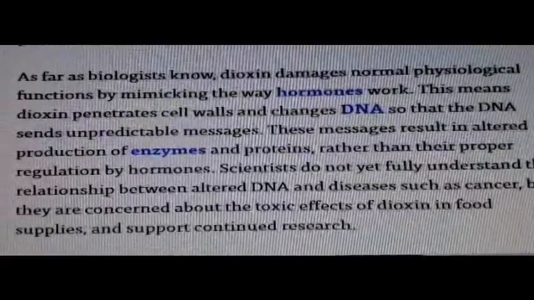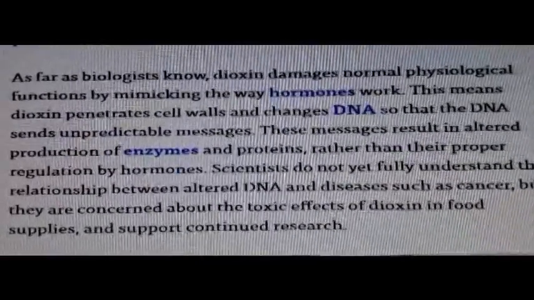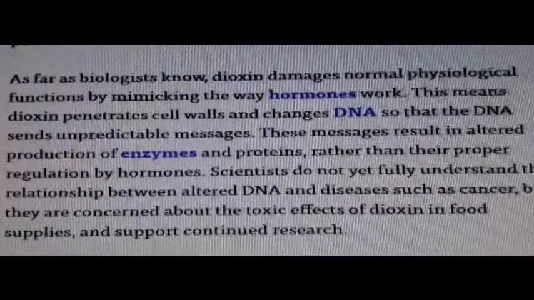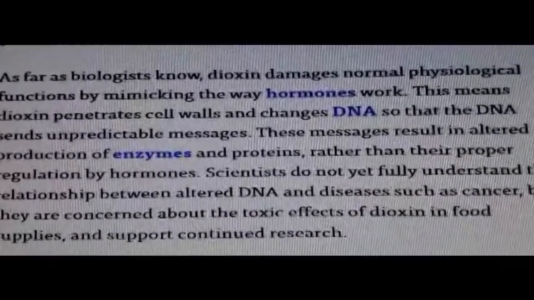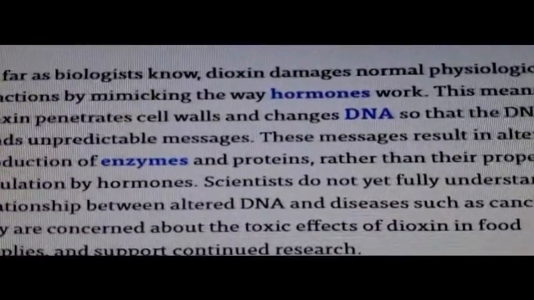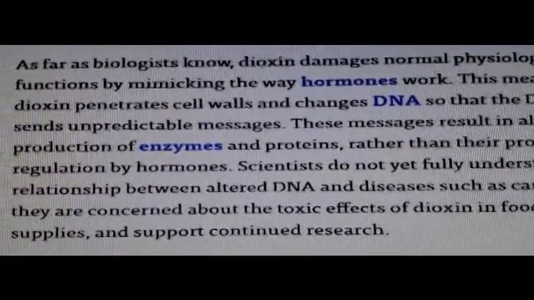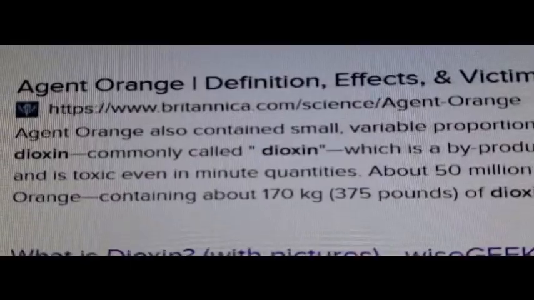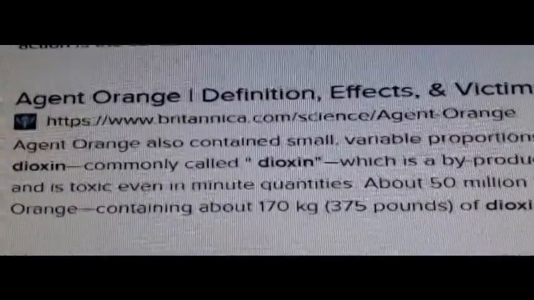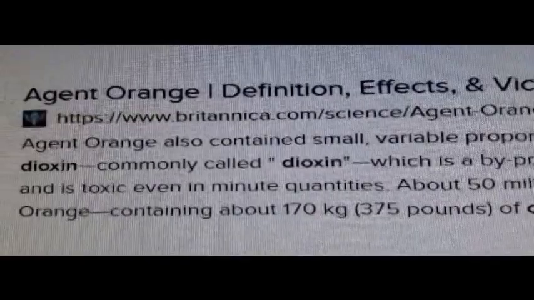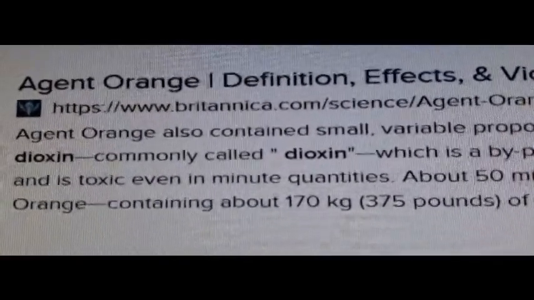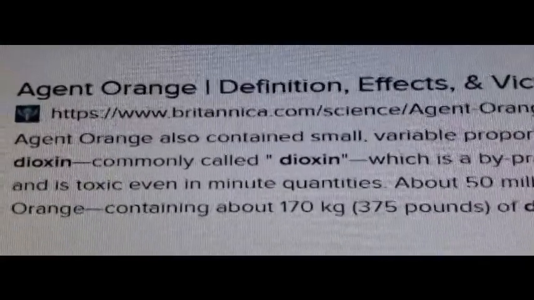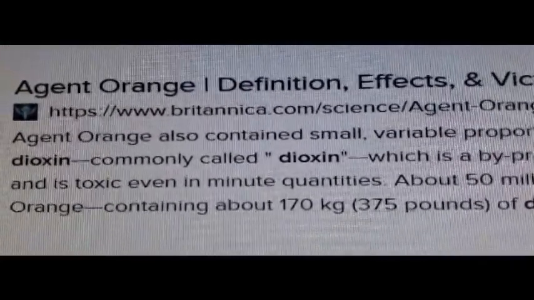This little article goes on to say that dioxin penetrates cell walls and changes DNA so that DNA sends unpredictable messages. Anyhow, you can do research on that. You can also look up Agent Orange. I looked it up for you. So Agent Orange also contains small variable proportions of something called dioxin, which is a byproduct of the manufacture of 2,4,5-T and is toxic even in minute quantities.